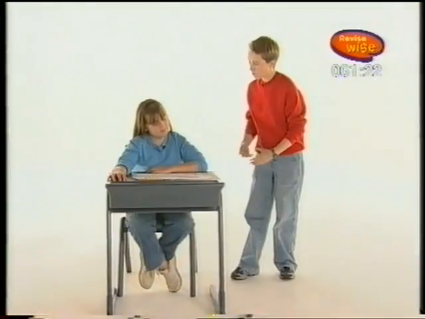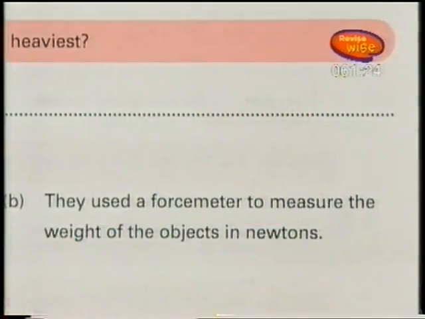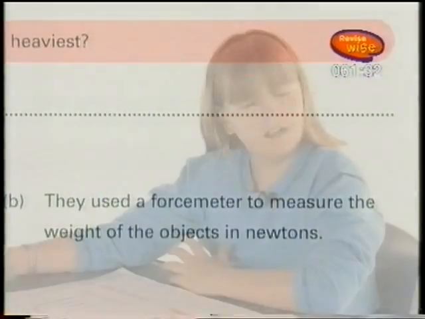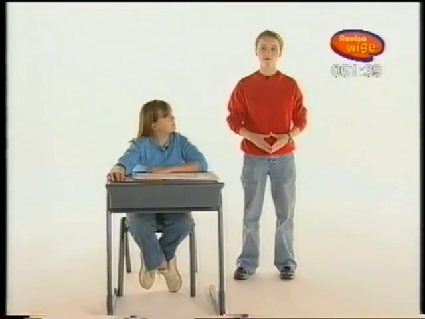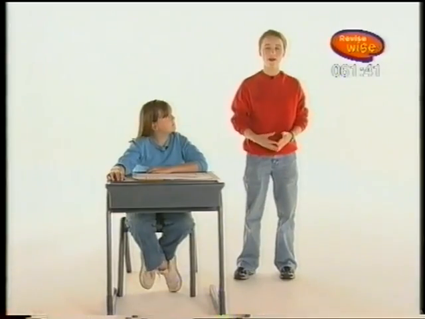OK, so what's the problem now? They used a force meter to measure the weight of an object in newtons. I can measure length and volume, but how do you use a force meter? And I thought Newton was a scientist. OK, well, measuring forces is just like other types of measuring. Let's get the science team to help us with it.